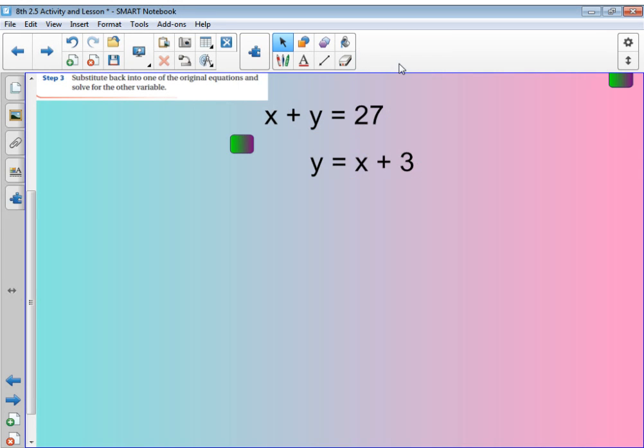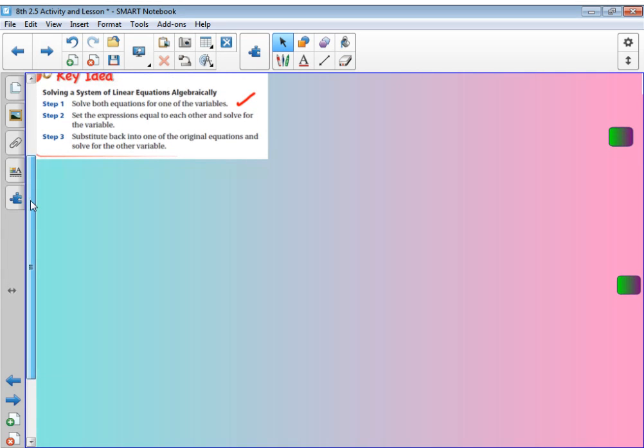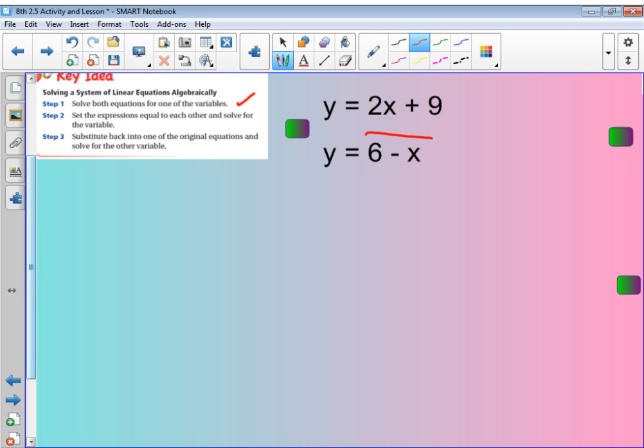Okay, so let's try another one. Remember your steps. Always solve to get y by itself. So in this case, y is already by itself. That makes it nice and easy because we can go ahead and just take the back half.